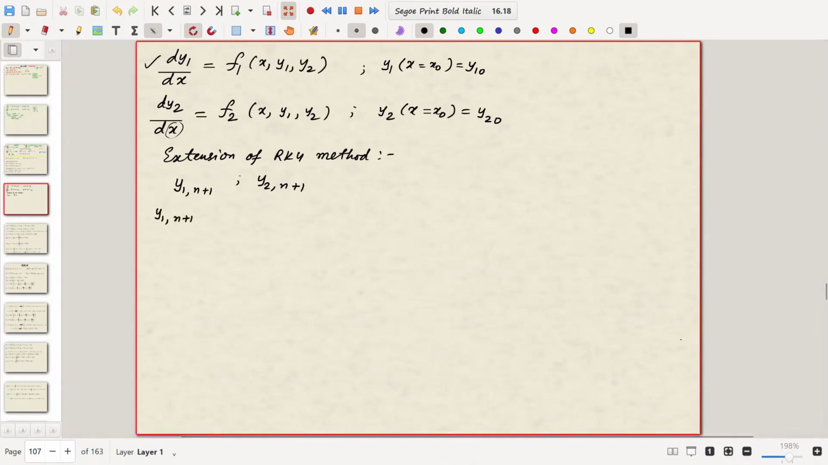So similarly, as in the RK4 method, y1 n plus 1 will depend on the previous value of y1. In almost every numerical method, you have this: the future depends on the past. Plus, you can see it is h by 6. Shall I write h by 6? Okay, yeah. So h by 6 then.